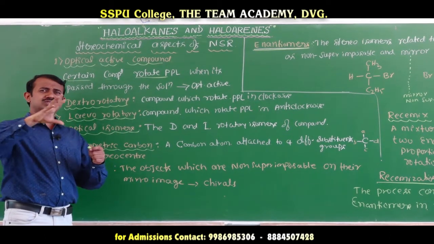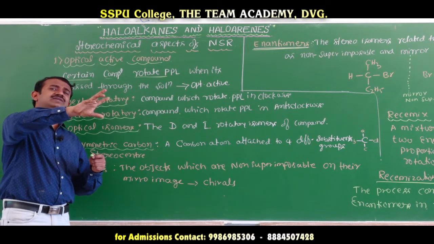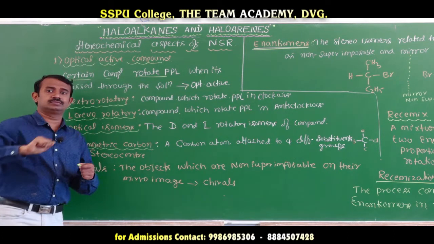Certain compounds rotate plane polarized light, and they contain 4 different functional groups on the carbon.